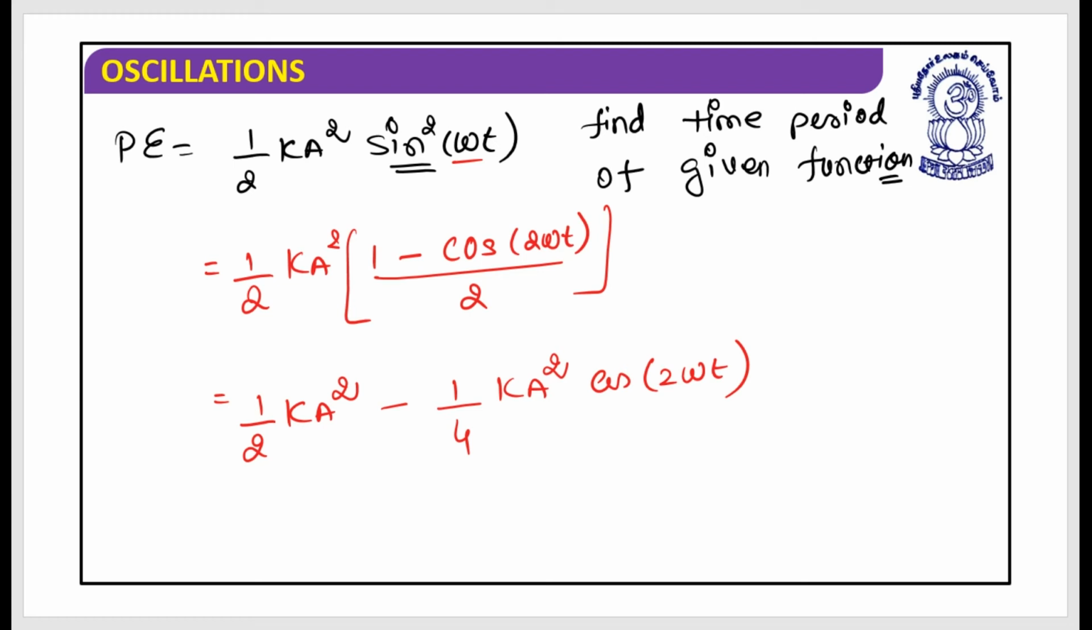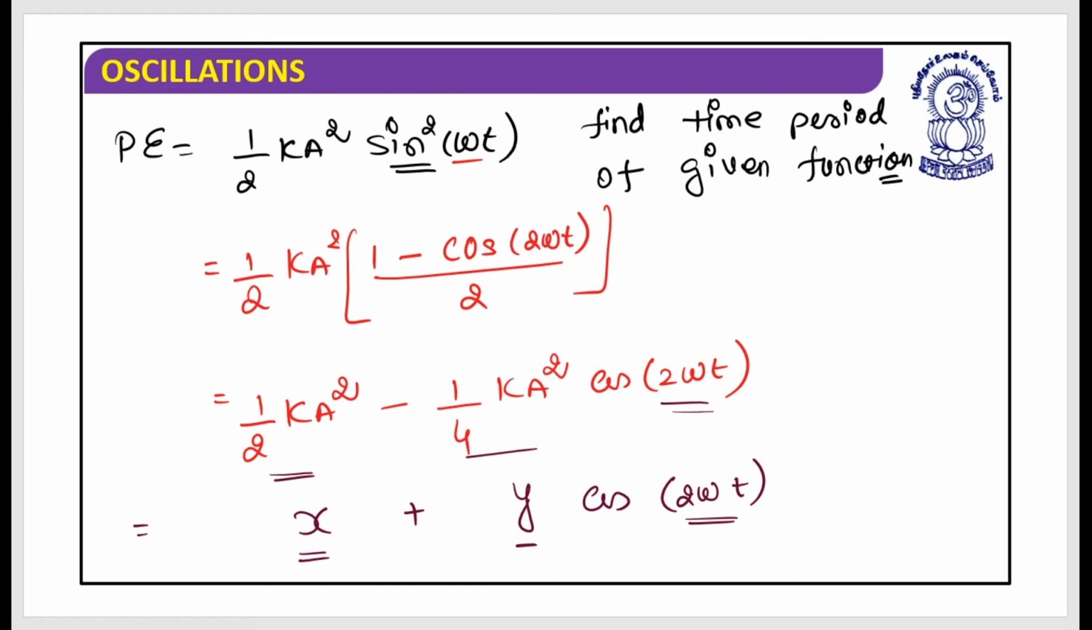I hope you understand this. Now you simply compare this with x plus, let's say, y cos 2 omega t. This is what we call a DC shift. It is basically used to change the amplitude or to change the complete system. This is the y, which is a new amplitude, and this is cos 2 omega t. I hope this is clear.